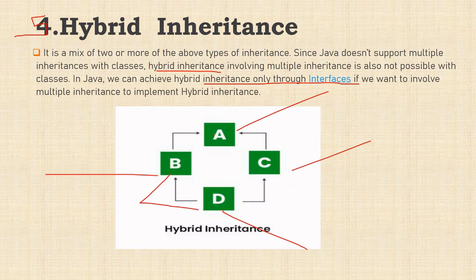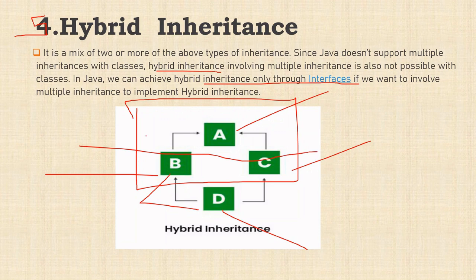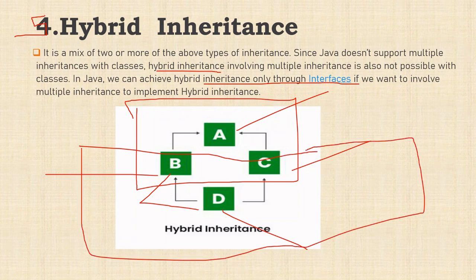So class B extends class A, and class C extends class A. So this will be the example of hierarchical. Okay, in hierarchical, one base class will be extended by two subclasses. And if you see this scenario, this will be the example of multiple inheritance.